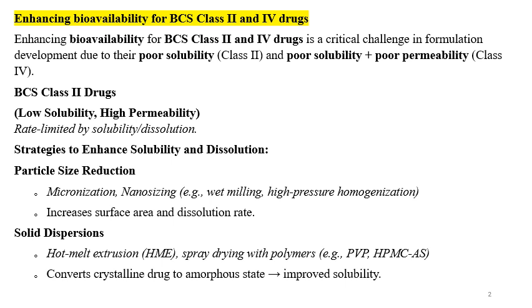But if the drug is showing low permeability, then other techniques along with the solubility improvements are required. So for BCS class 2 drugs, solubility improvement is required, while for BCS class 4 drugs, improving the solubility plus permeability is required. BCS class 2 drugs are low soluble and high permeable, so the rate is limited by solubility and dissolution. Absorption or permeation is not critical because high permeability is there, but the solubility is low.